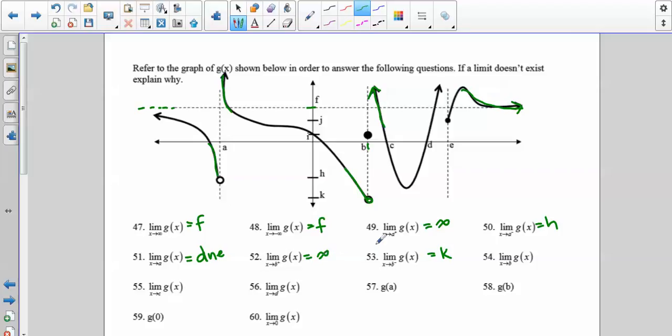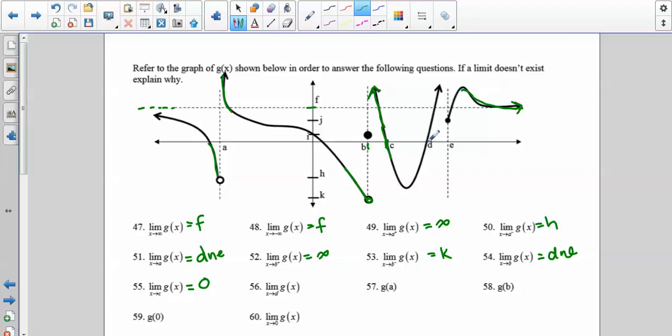So the left does not equal the right, so the limit as x approaches b does not exist. The limit as x approaches c. C is right here at 0. So we approach from the left, we're approaching 0. We approach from the right, we're approaching 0. So that means the limit as x approaches c is 0.